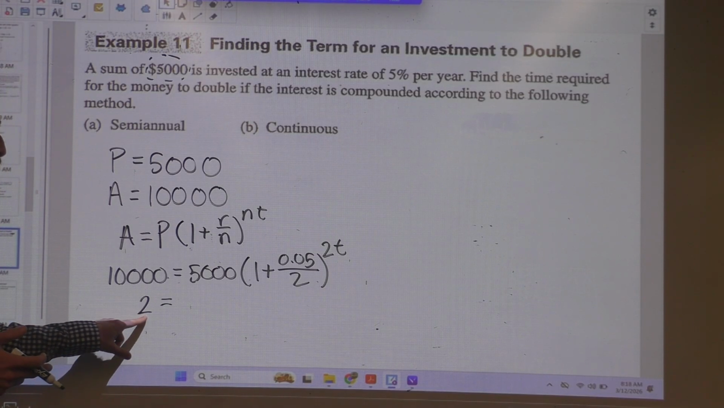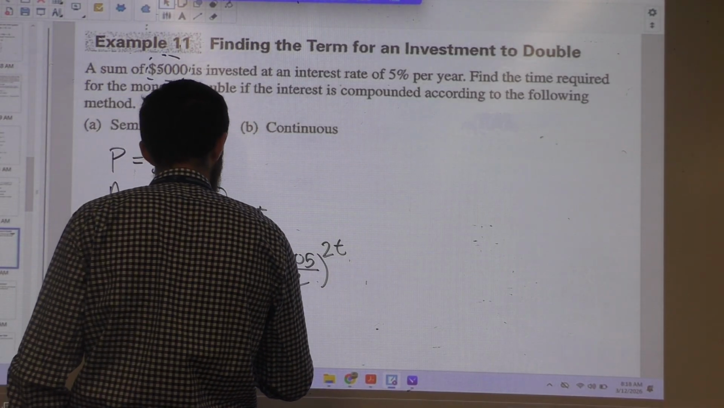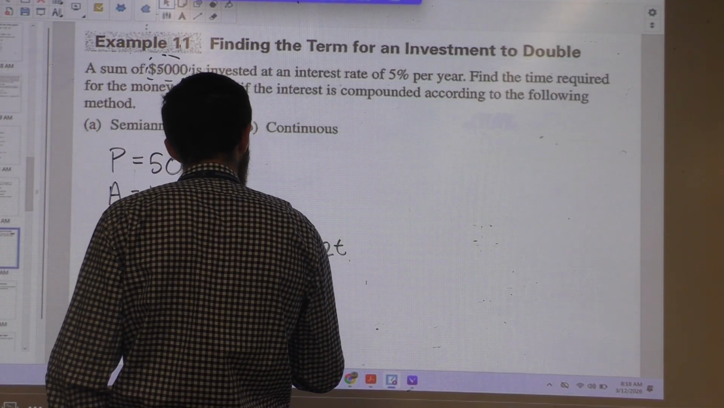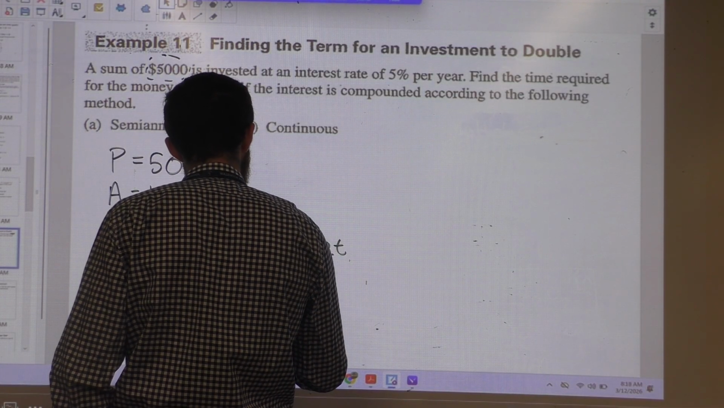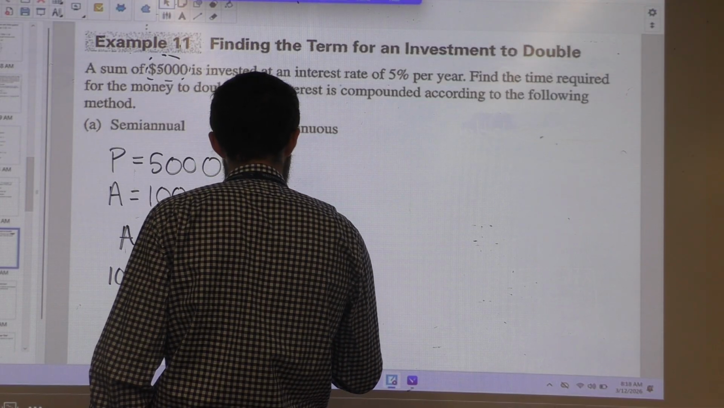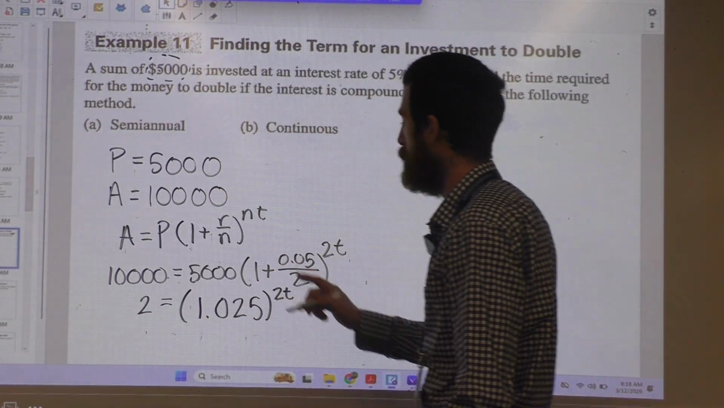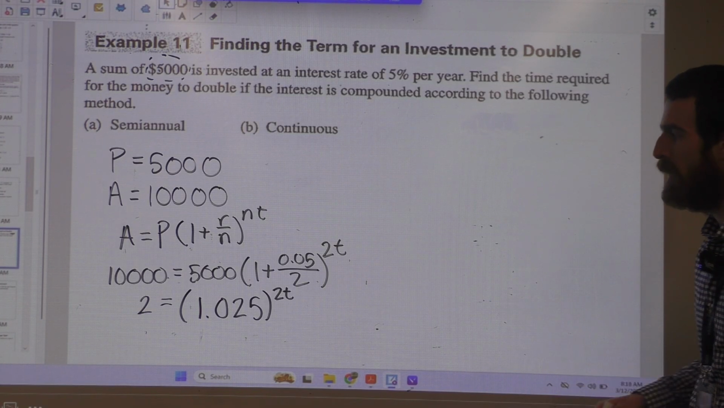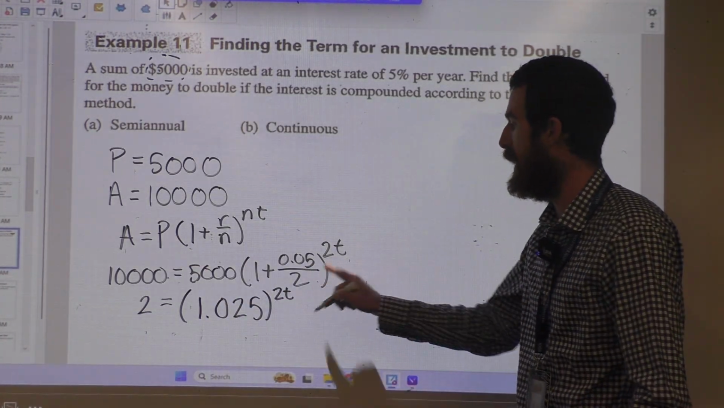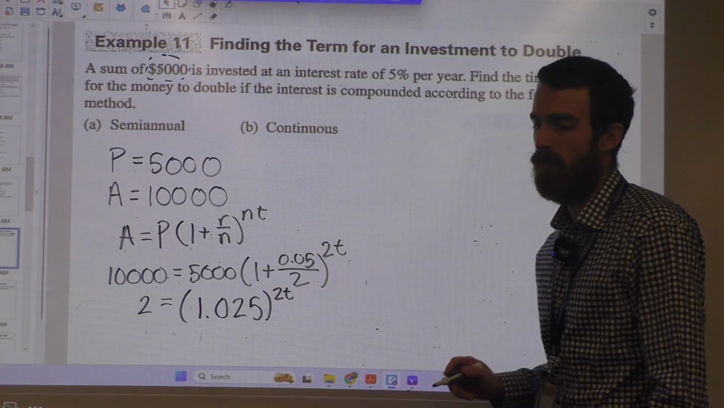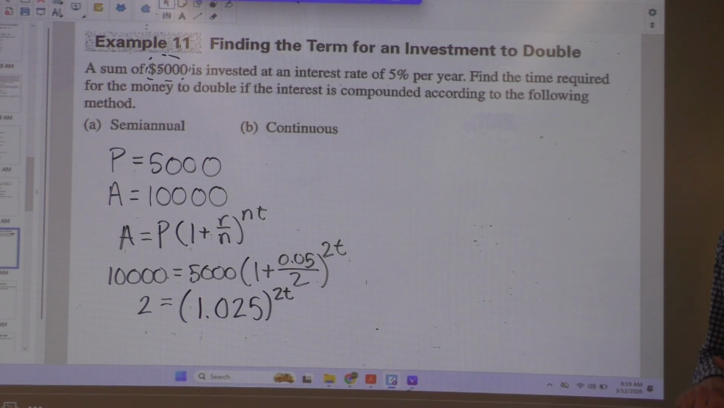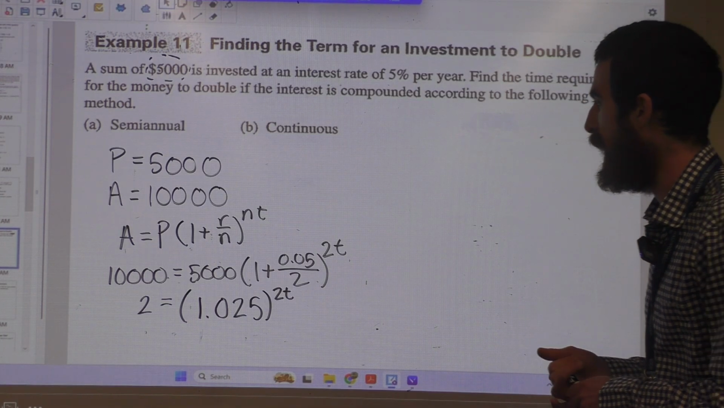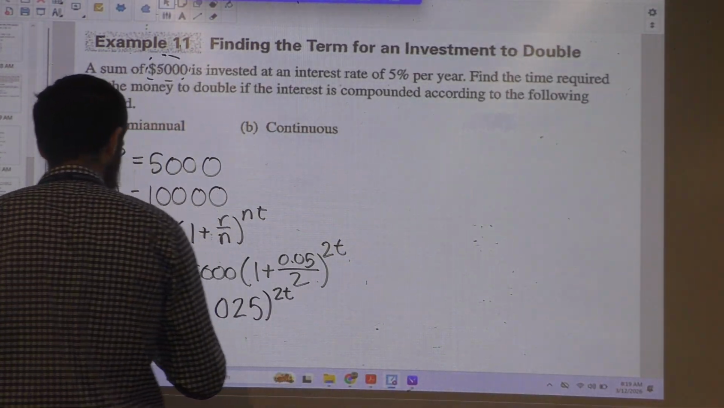It's more important that at some point, this quantity, I could just simplify that, 1.025 to the 2t. Right? So that's 1 plus 0.05 divided by 2. So all I've done is divide by 5,000 and simplify. So again, now I'm solving for something which is in the exponent of the expression that I am looking at, and I have to use a logarithm.